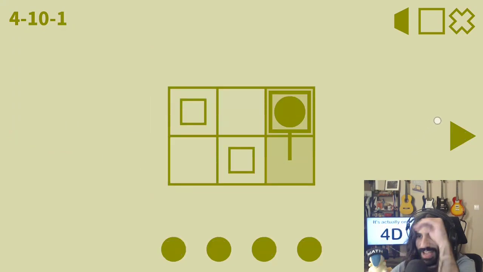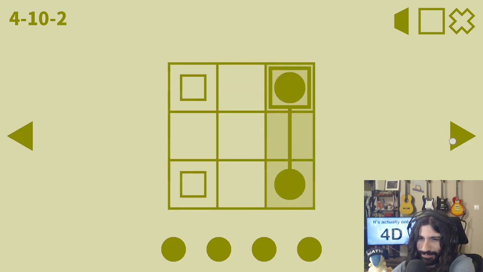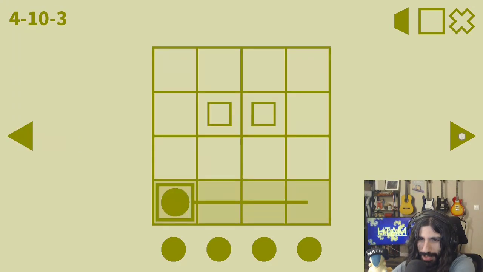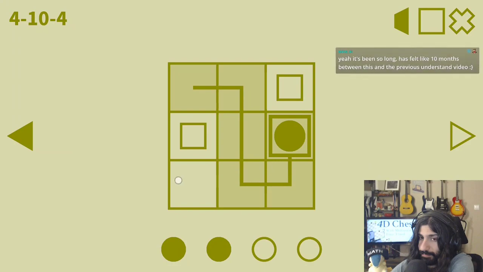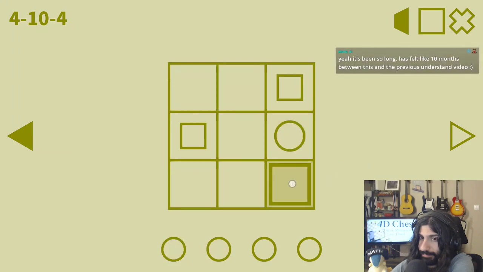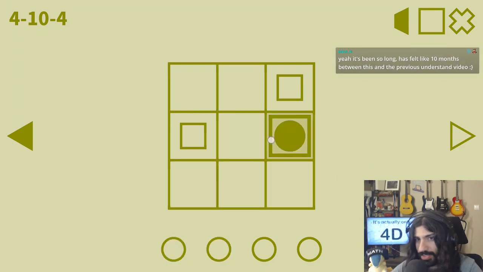Okay, let's examine. So the squares are being divided. This is a 2 by 2. This is a 2 by 3. This is a 3 by 4. So squares and rectangles. But I can't do that here. I need to include the circles, right?